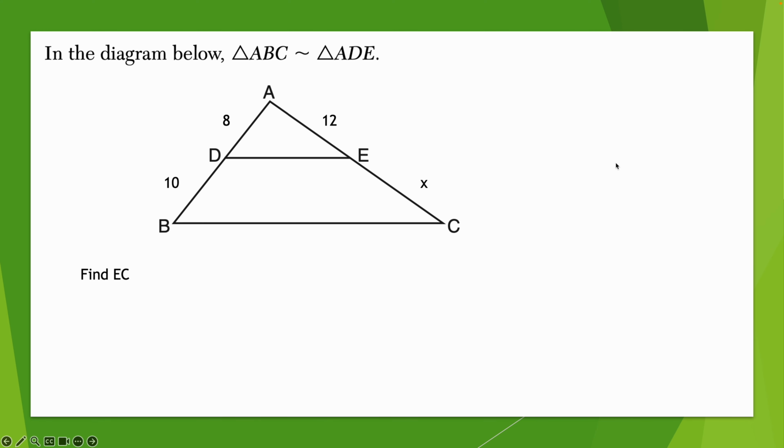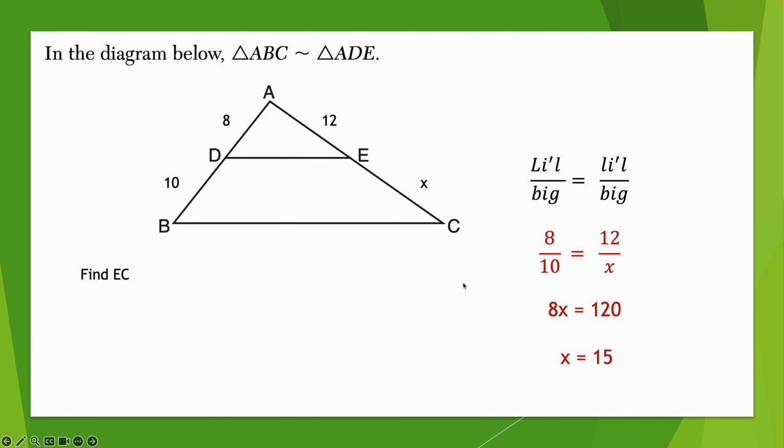Okay, so on the left side, little to big here, and we say little is to big, but what we're really looking at is 8 is to 10, the trapezoid being a little bit bigger than the triangle, as 12 is to the X, okay? Cross multiply, 8X is 120, X is 15. It's very important that we emphasize that we're not dealing with side BC. If we dealt with side BC, that is strictly to the big triangle, and then I would have to do the 8 and 10 together to get 18 for that side.